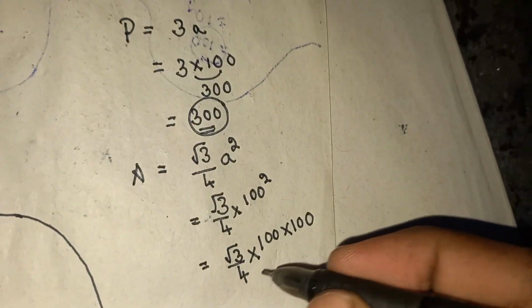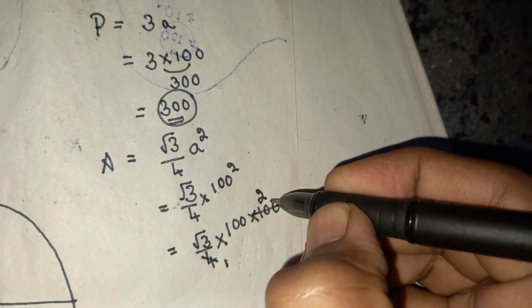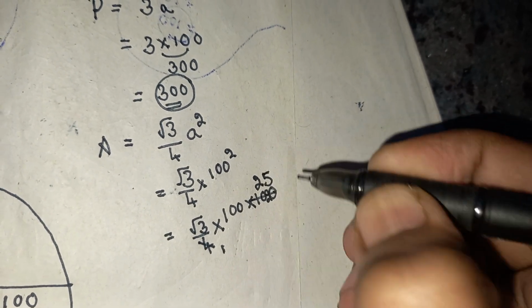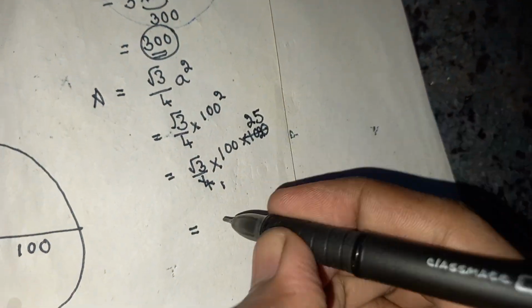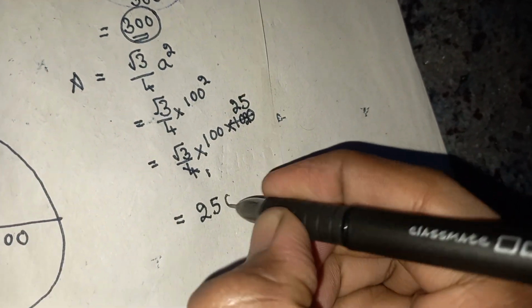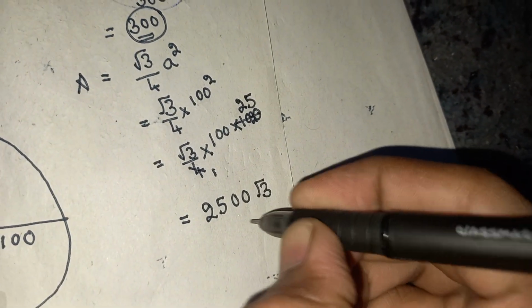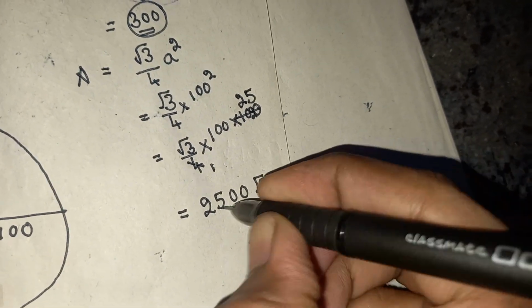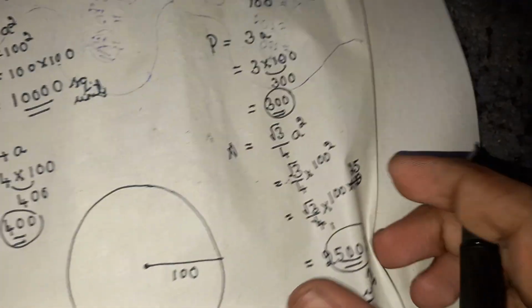Now you can divide by 4: 4 into 100 is 25. You're going to get 25 times 100, which is 2500 times root 3, you can write in front. Since it is area, you're going to get 2500 root 3 square units.